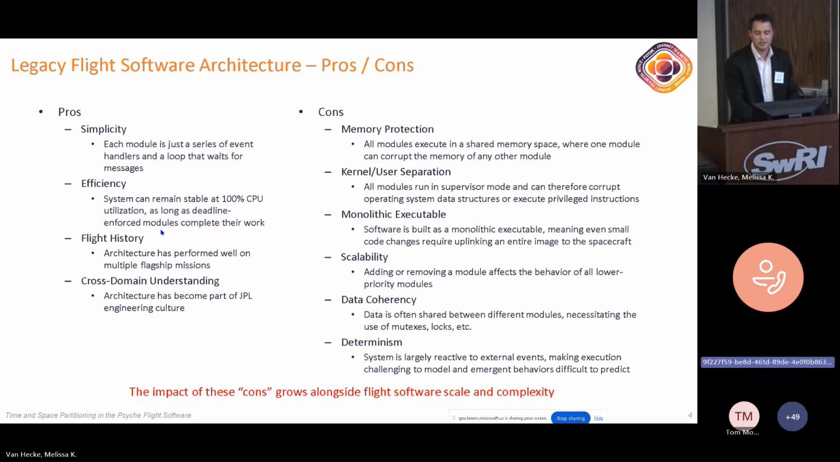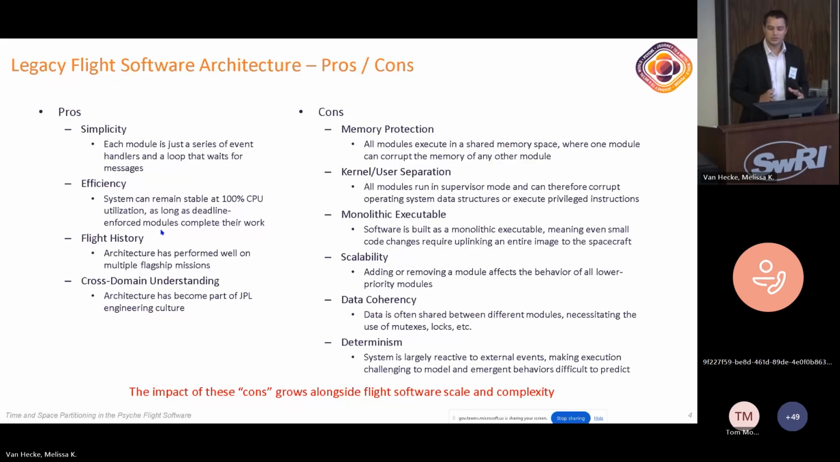That being said, though, the architecture isn't without its drawbacks. The first of those is all the modules execute in a big shared memory space, meaning that one module is going to be able to corrupt the memory space of another module. Also, there's really no concept of kernel space versus user space. Everything runs in supervisor mode, so a misbehaving module could corrupt operating system data structures or execute some kind of privileged instruction.